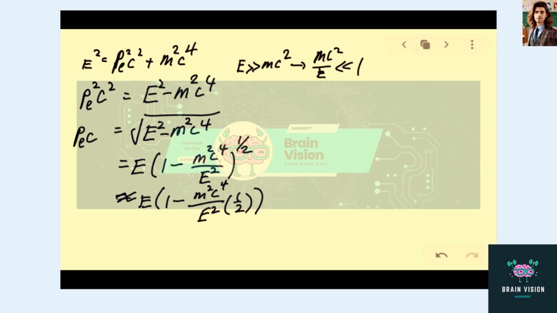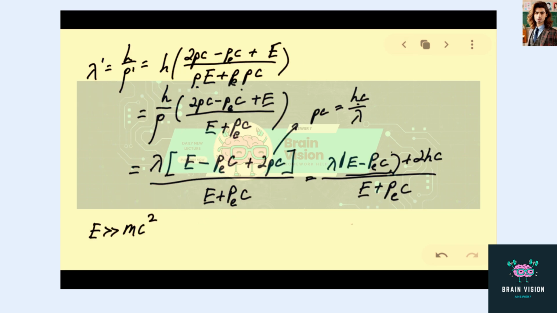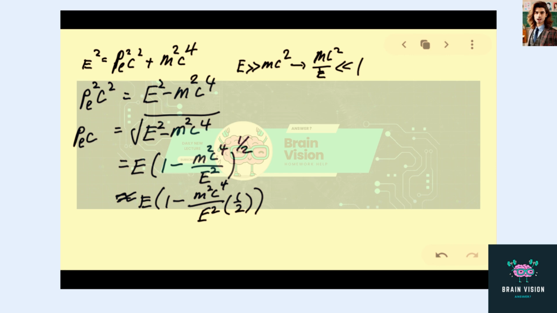From here, we can use this approximation to simplify our numerator, which is E minus pc, as well as the denominator, E plus pc. So what are they? E minus pc would be E minus E plus m squared c^4 over 2E, and this will give us m squared c^4 over 2E.